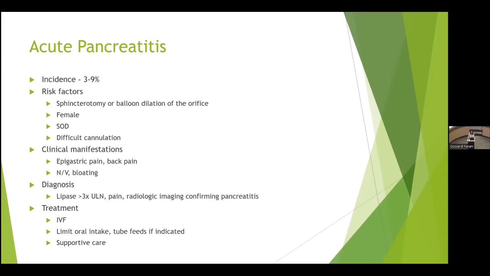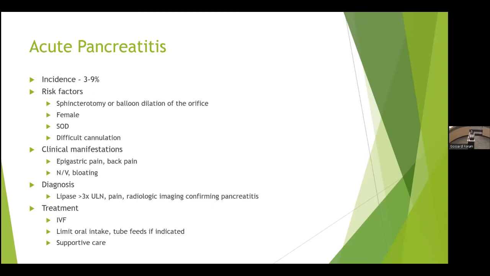So risk factors include doing a sphincterotomy during the procedure or a balloon dilation of the ampulla or biliary orifice. Females are at higher risk. Patients with sphincter of Oddi dysfunction are at higher risk. And then if it's a difficult cannulation, so if we get down there with our duodenoscope and we really are having a hard time getting into the duct, that increases the risk of pancreatitis as well. So clinical manifestations typically include epigastric pain, often radiating to the back, nausea, vomiting, and bloating.